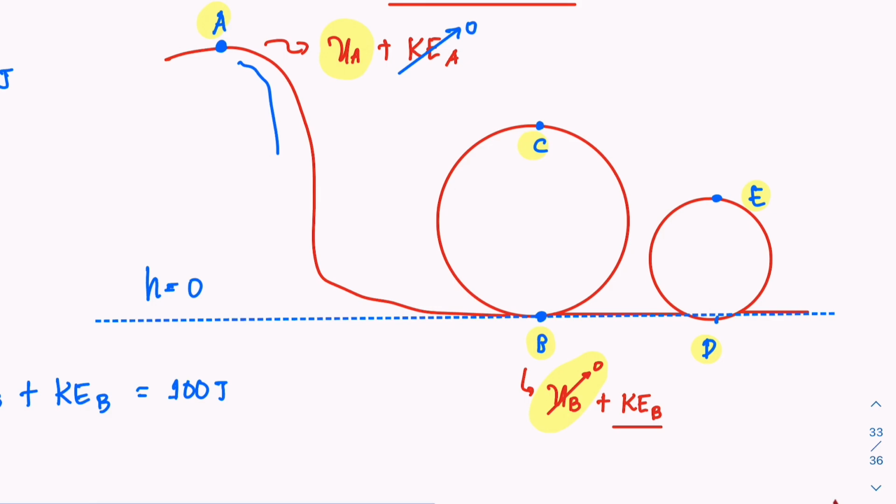Then as your object tries to move up, for example, in this path, it is already gaining height, and in that case, your potential energy is also rising from 0. So at point C, your potential energy is no longer 0 because it has some height h relative to the ground, plus the kinetic energy at point C.